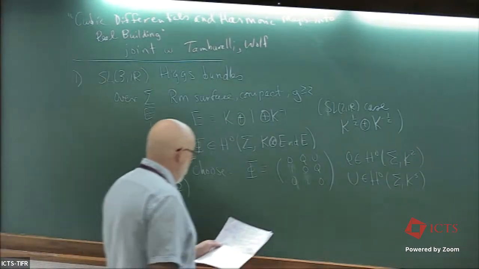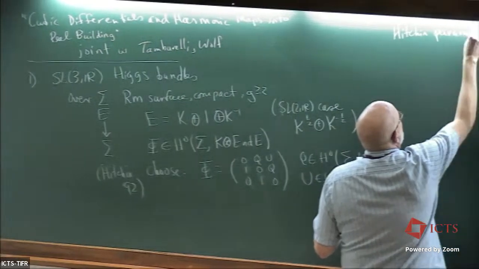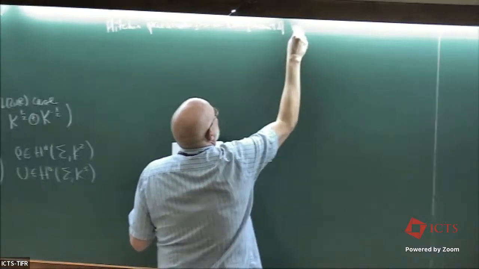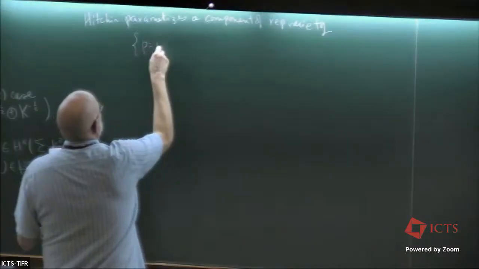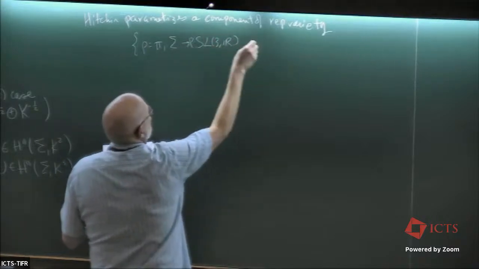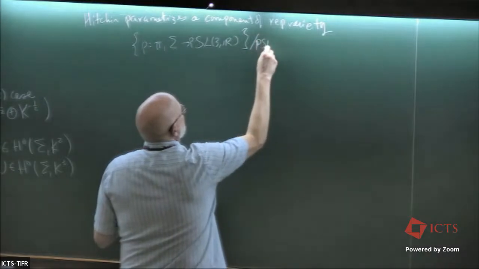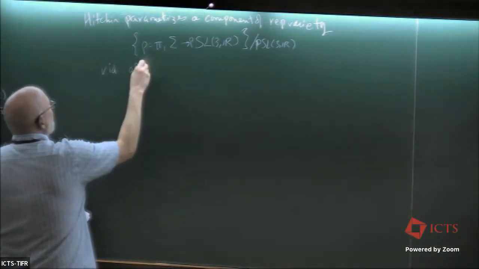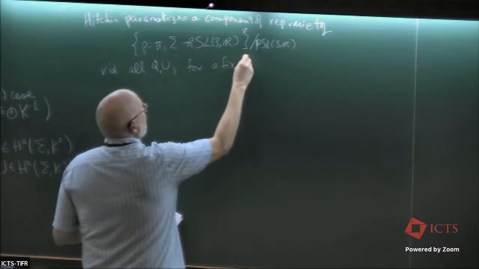All right. So given this, Hitchin parameterizes a component of the representation variety. I think we probably need a P here. Or actually, I keep forgetting, but a P is safe enough. And then you divide this out by conjugation, via all Q and U for a fixed sigma.